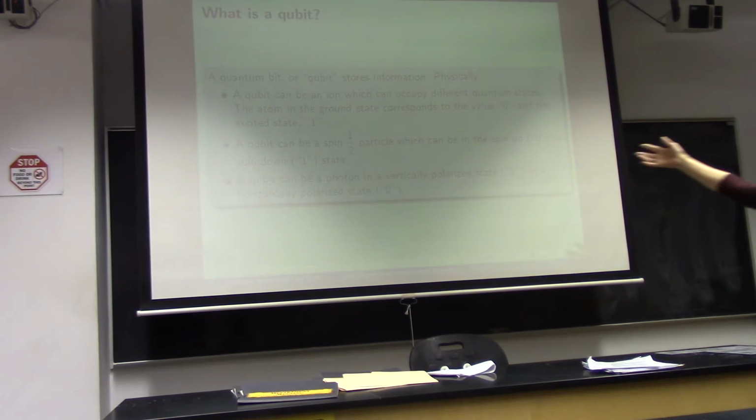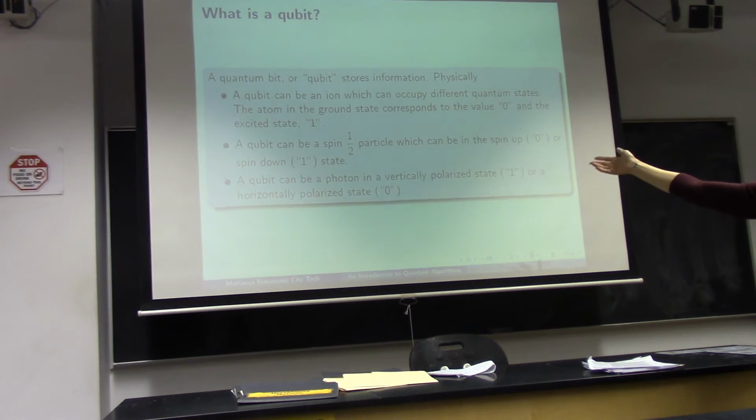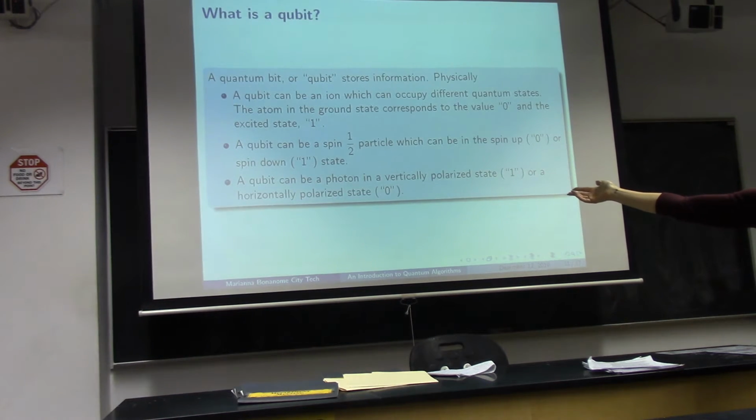So you said Google has 53? Yep. 2 to the 53? 53 qubits, so it's 2 to the 53 space. So here, this is what a qubit physically is. So we said that it can be an ion, right? It could be a spin 1/2 particle, or it could be a photon, physically realized.